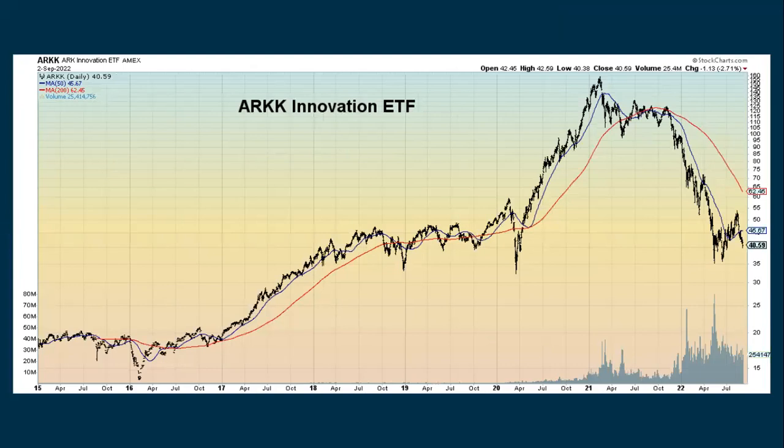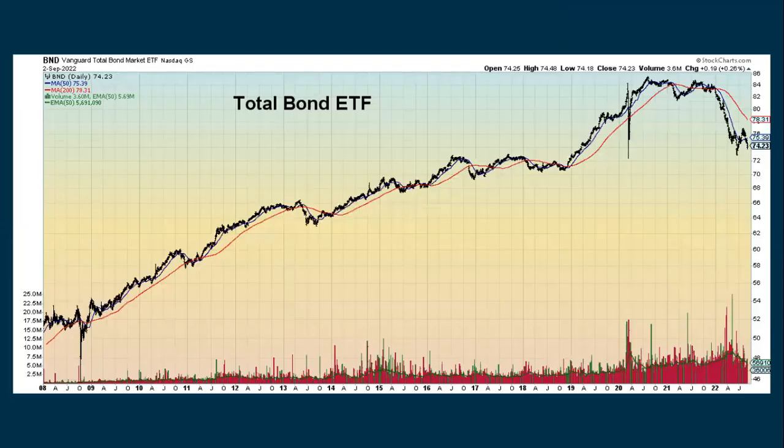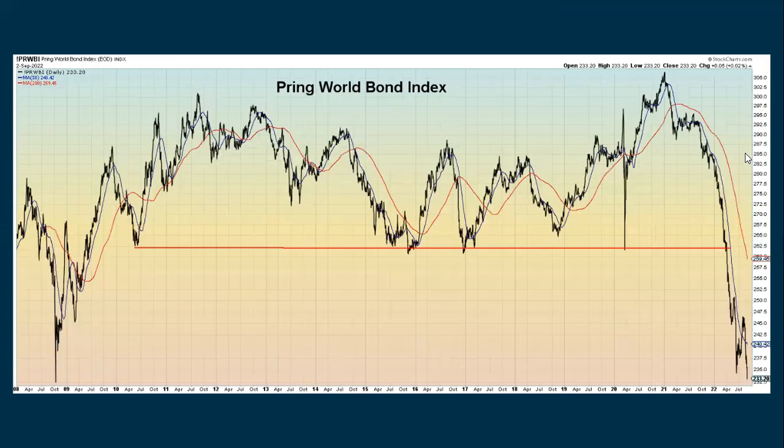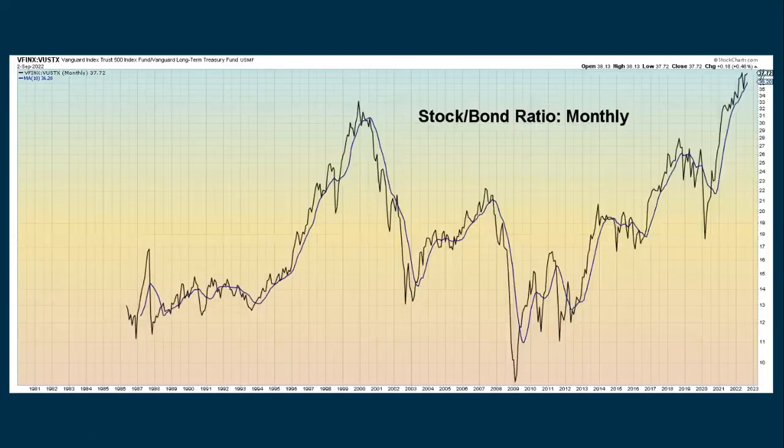It's running into some problems. Looking at bonds, we thought we had a base here. We were coming up out of that, but bonds are starting to break down with the total bond ETF. And this is actually looking kind of scary. We're starting to go back down to the COVID lows with the world bond index. And if we break below this, because as bond prices go down, that means interest rates go up. And that could be pretty negative for the markets right now.